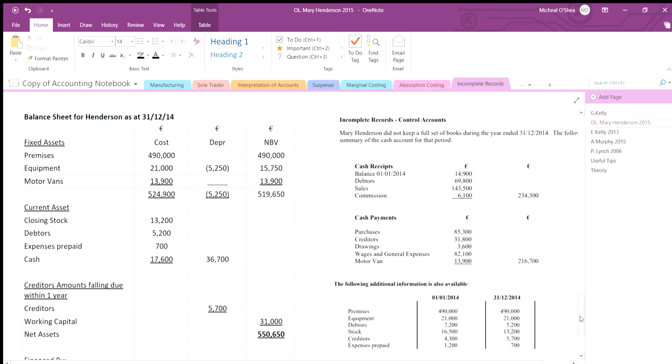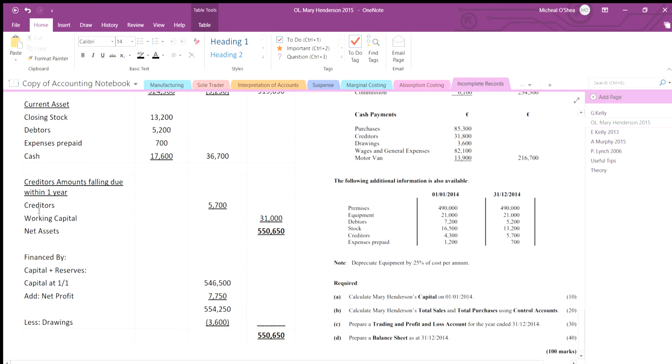I then have my creditors that I take away within 1 year, and there is only one. It's creditors here of 5,700 at the end of the year. So I can put that automatically into this column. I take it away from my 36,700 because this is creditors and this is current assets, and I'm left with a working capital of 31,000. My working capital is 31,000.